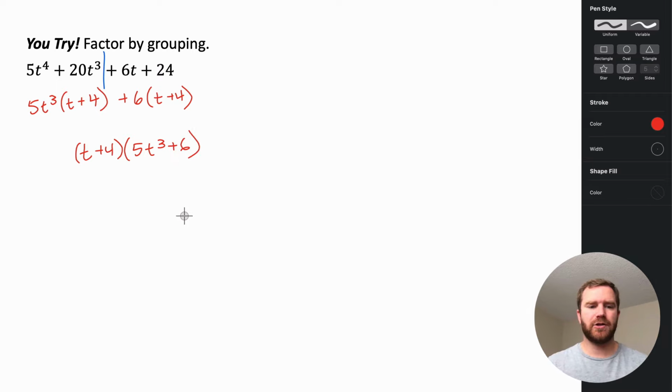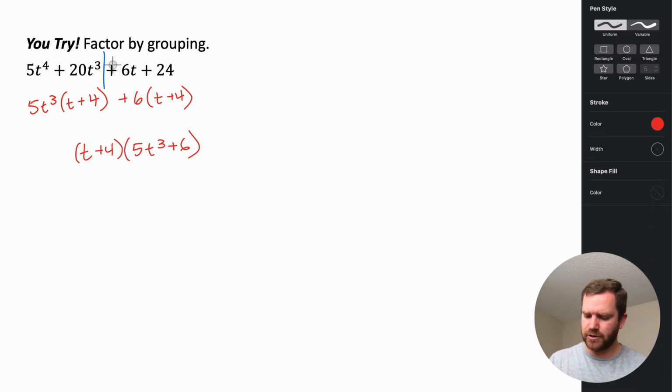All right, so now that you've had a chance to try this on your own, let's take a look at what we have here. So these first two terms have a 5 in common. That's the biggest number that goes into both of them. And they both have at least t to the third power. So 5t to the third is going to be our common factor. 5 times 1 gives me 5. And I'm still missing a t, so t cubed times t is going to be t to the 4th. And then 5 times 4 is 20, and then we already have our t's accounted for.